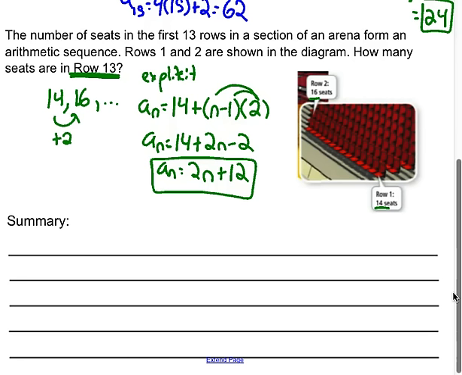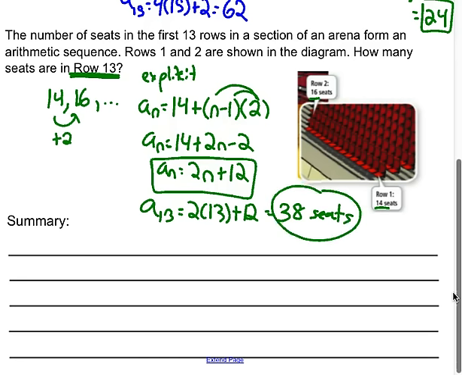All right? So if I use that formula, I want to know how many seats are in the 13th row. I just plug 13 into there. So 26 plus 12, there's going to be 38 seats in that 13th row. So again, just emphasizing that idea: if you're ever going to need a future term, it's the explicit formula that you go to. That one is typically more useful to us.